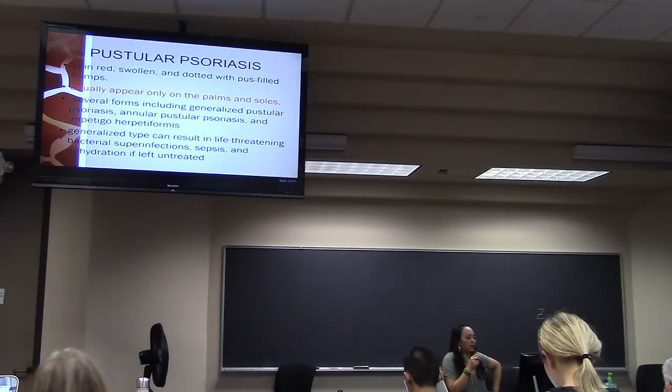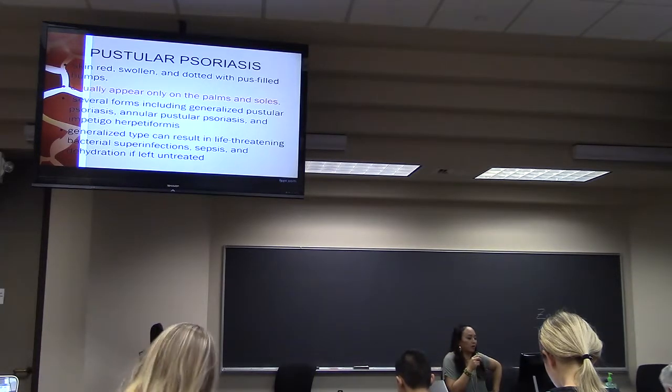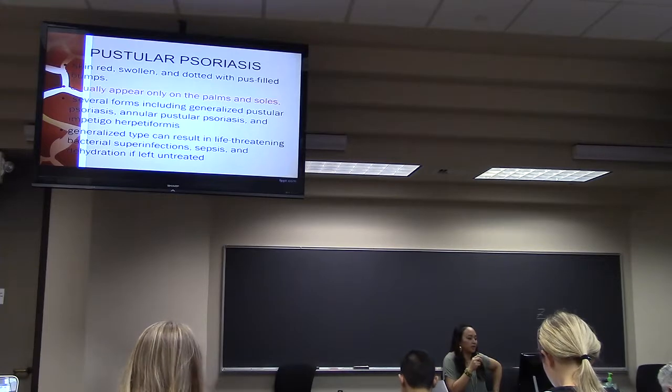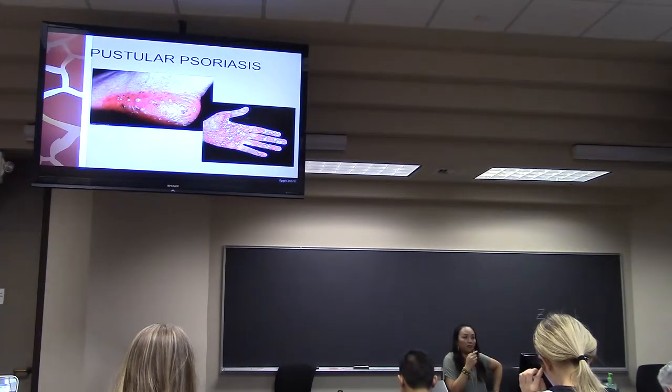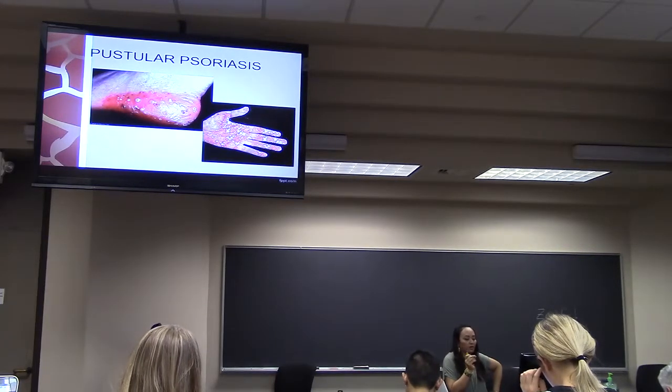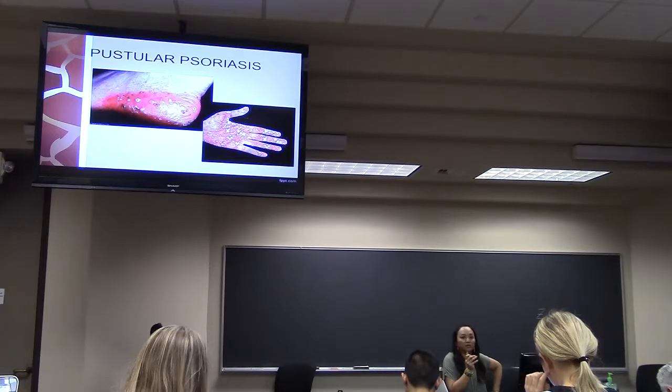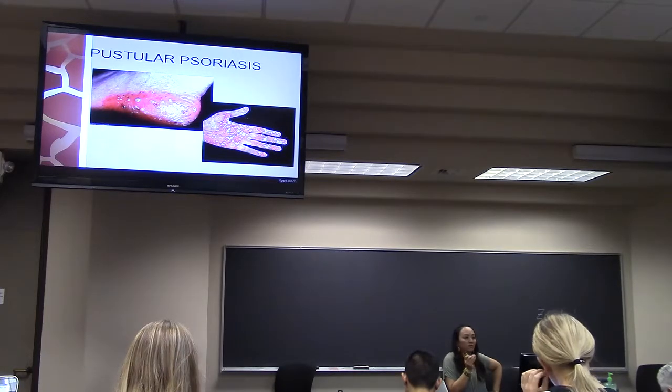Anyway, the generalized type can result in life-threatening bacterial superinfections, sepsis, and dehydration if left untreated. Because see, they have all those pustular things on their hands and their feet. So you can see how this could get really infected quickly.